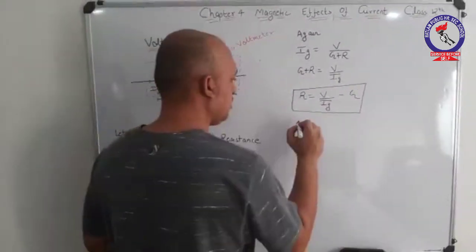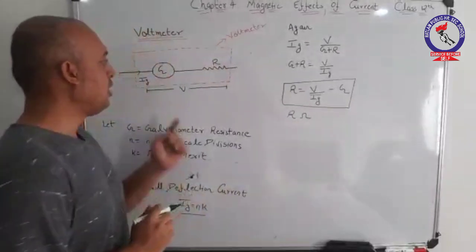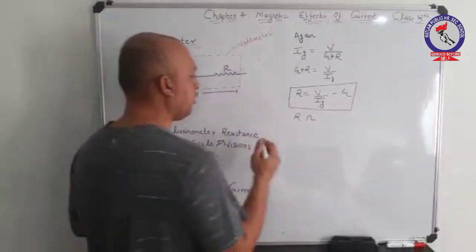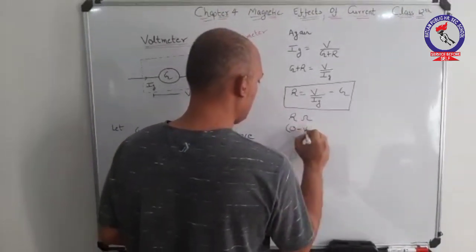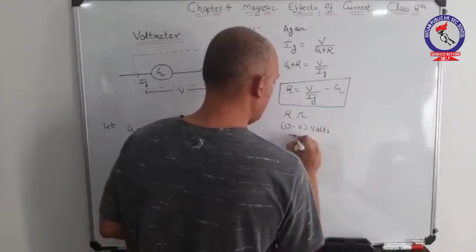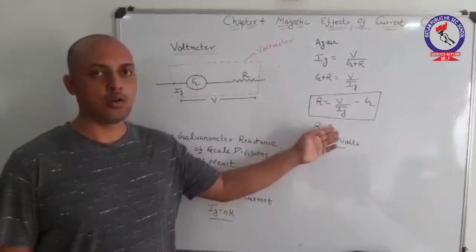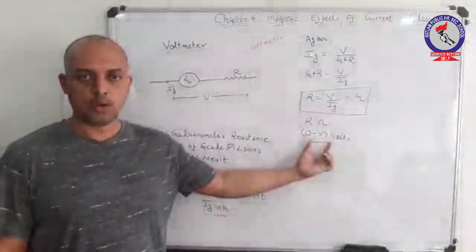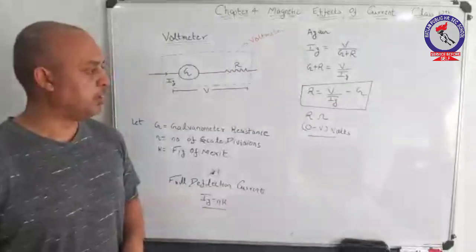If you connect the resistance of R ohm in series to this galvanometer, you convert it into a voltmeter of range 0 to V volt. On connecting resistance of R ohms, you are converting it into a voltmeter of 0 to V volt, where V is the maximum potential difference which can be measured with the help of this voltmeter.